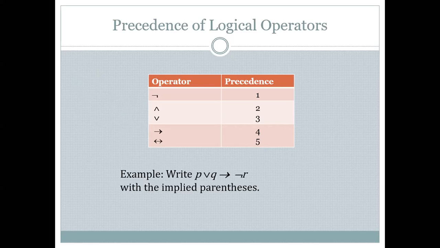Precedence of logical operators, okay? So the chief precedence goes to the not operator. Does that make sense? Not has precedence over everything else. And then or, and then implies, so like the conditional, and then the biconditional has the lowest priority. Okay?